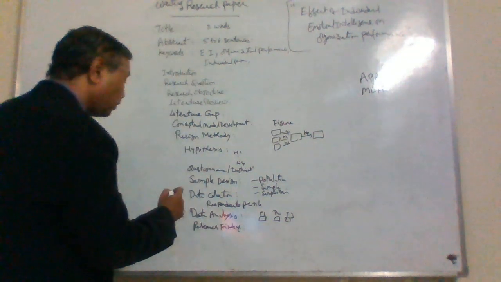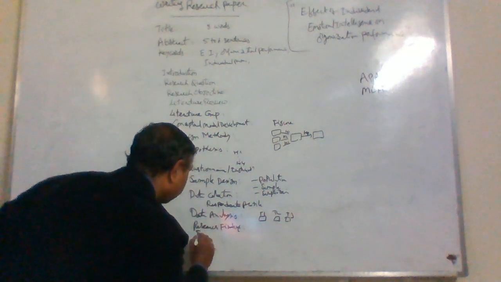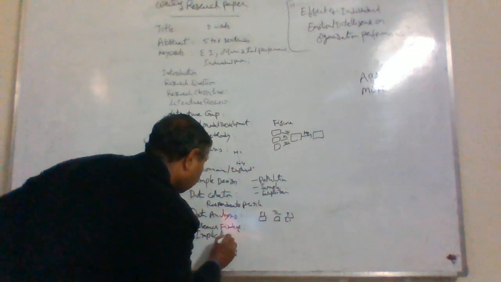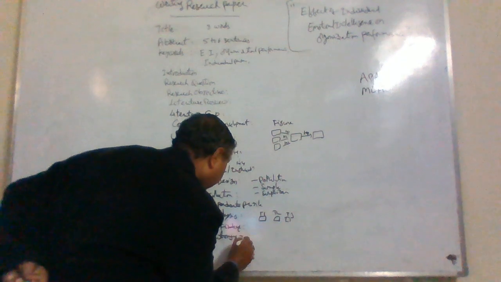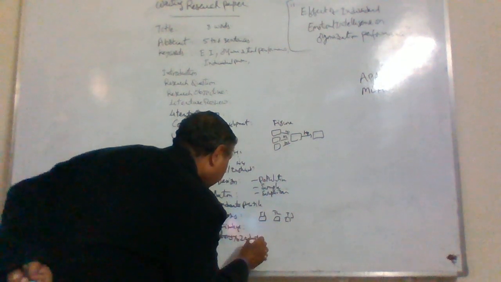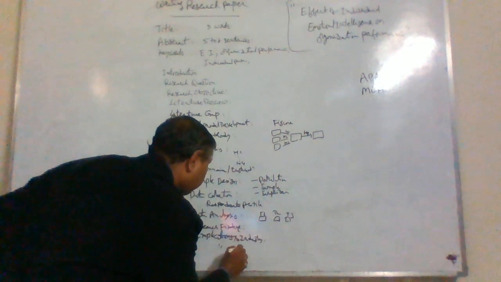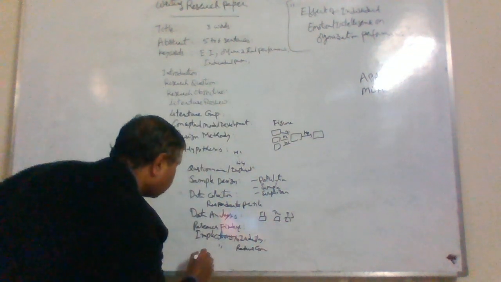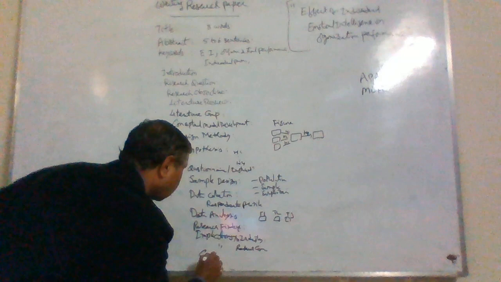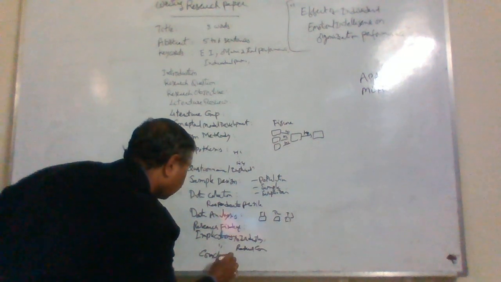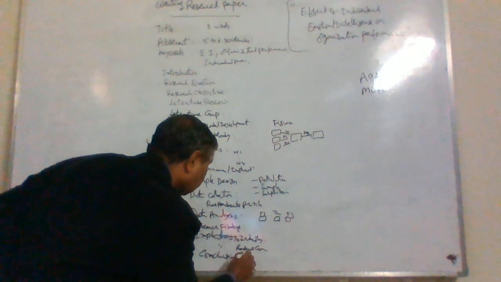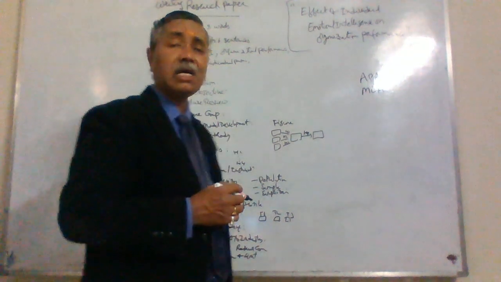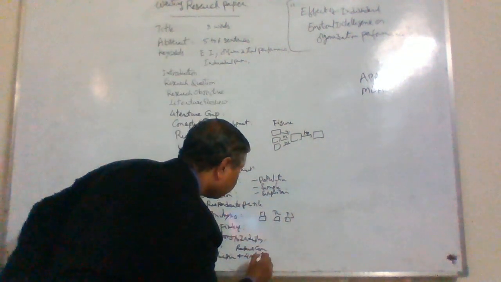Before that, you can do one thing: implications to industry. Similarly, implications to research community. Next comes conclusion, and then limitations of the study. What are the limitations of my study?